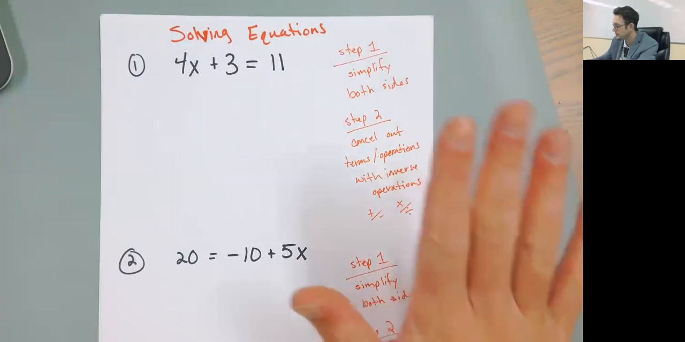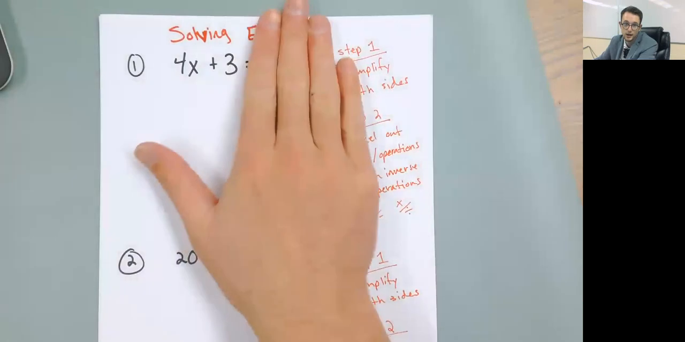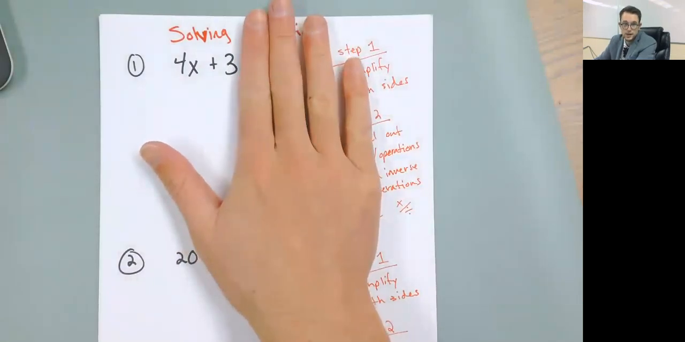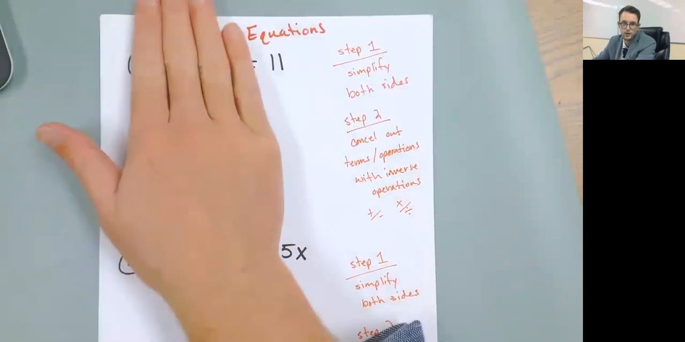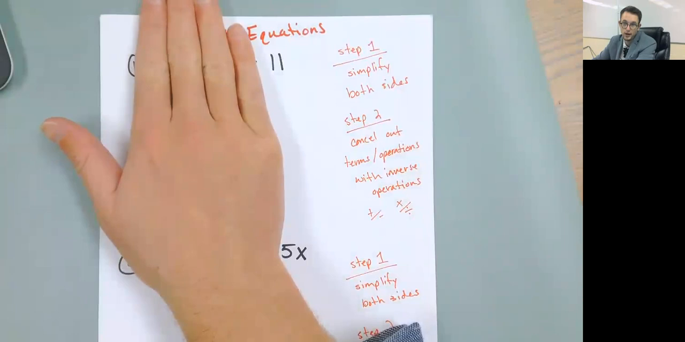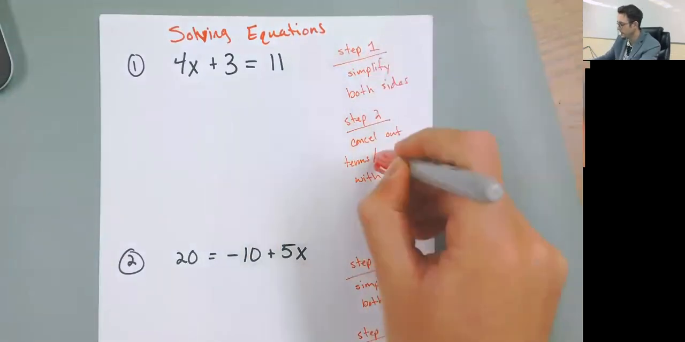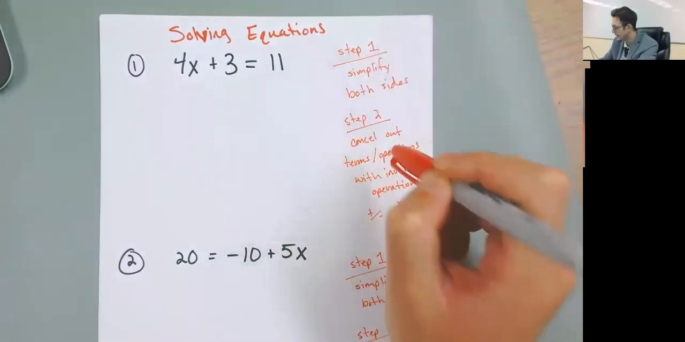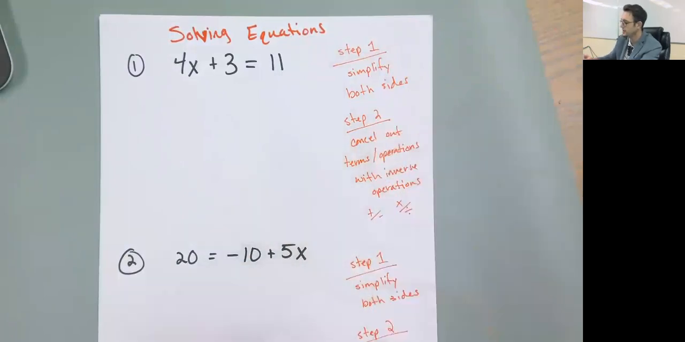So the first thing, step one, you look at the problem. Is the left side simplified? I would say yes. Those are not like terms, so you can't combine them. Then you look at the right side. Is that simplified? Yeah, it's 11. Simplified. So step one is done. Now you go to step two: cancel out terms or operations with inverse operations.